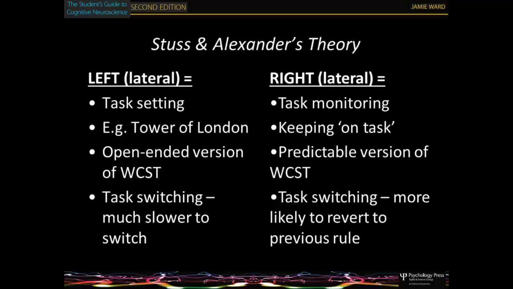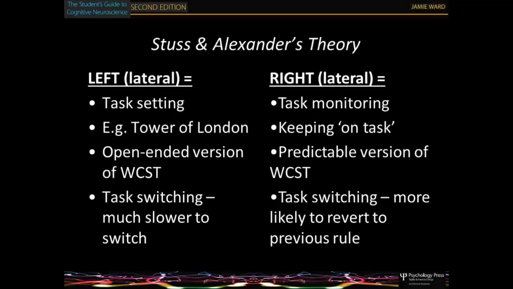Okay? So if you damage your left frontal lobes, you're particularly bad at problem solving in which you're not told what to do. So the Tower of London is moving these beads, but you're not given a solution. You're just told what the goal is, and you have to figure out a solution. Whereas on the right side, what you're impaired at is not finding a solution. It's keeping on the task and not wandering off onto something else. It's maintaining focus on a task. So if you damage your left frontal lobe, you're impaired on the Wisconsin card sorting test. If you damage your right frontal lobe, you're impaired. But you actually get impaired in slightly different ways.